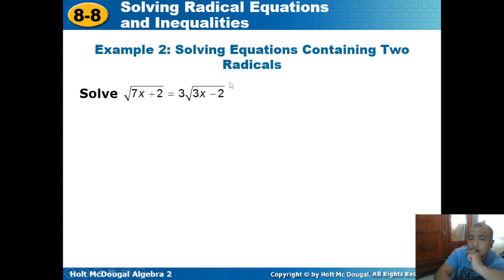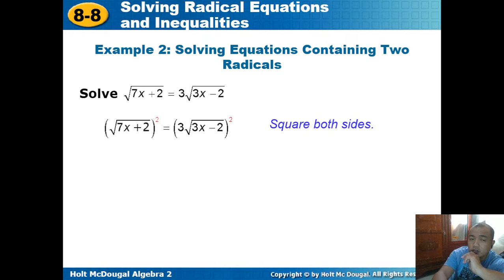Next, how about here? Square root of 7x plus 2 equals 3 times square root of 3x minus 2. So the equation contains two radicals. So how will we do it? First step, square both sides of the equation. So the square root of 7x plus 2 squared is equal to 7x plus 2.